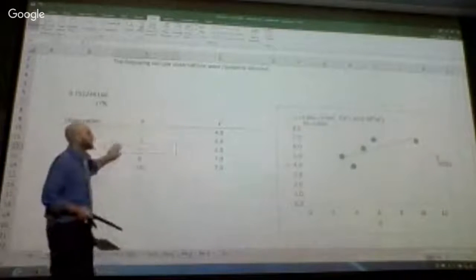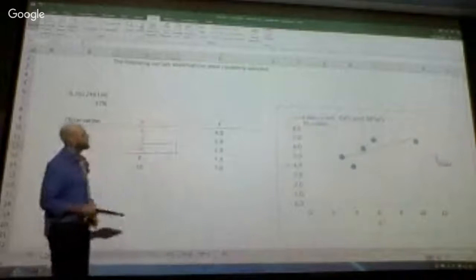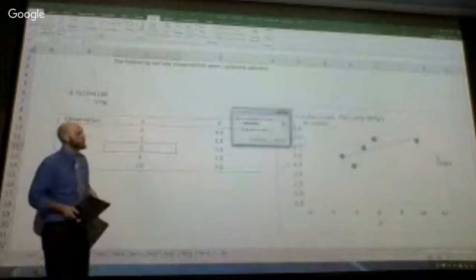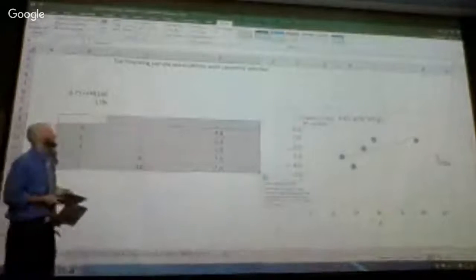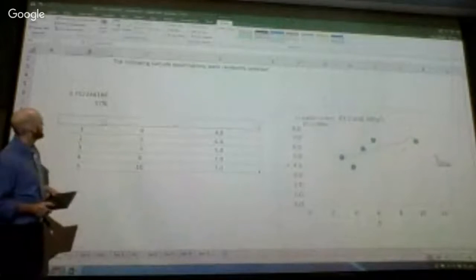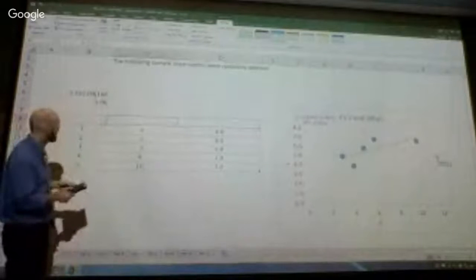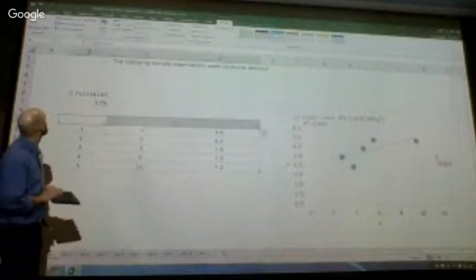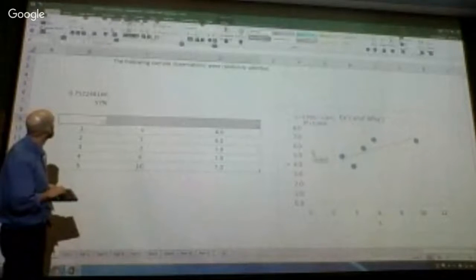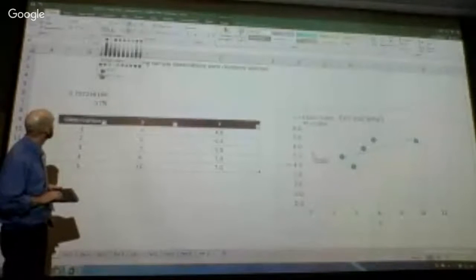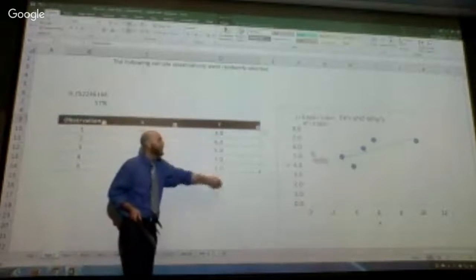That little rectangle is called my marquee. With my marquee in my appropriately formatted table, Control-T will turn it into a table. And yes, my table has headers. Now this data is turned into a table, which still says observation, X and Y, but it's changed my fonts. All right. It's my X variable, it's my Y variable.